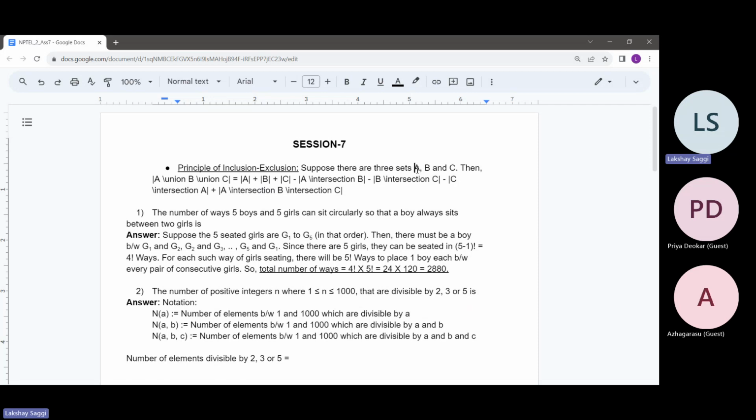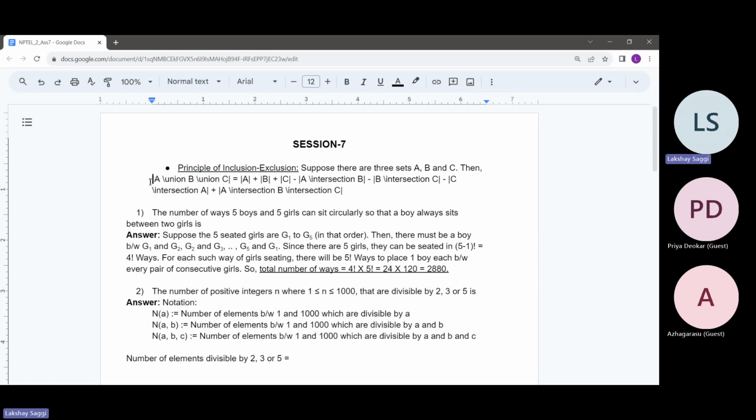Let's say the set A is the set of numbers which are divisible by 2. The set B is the set of numbers divisible by 3. Set C is the set of numbers divisible by 5. We need to find the numbers which are divisible by either 2 or 3 or 5, so it will be nothing but the set A union B union C. I hope it's clear.